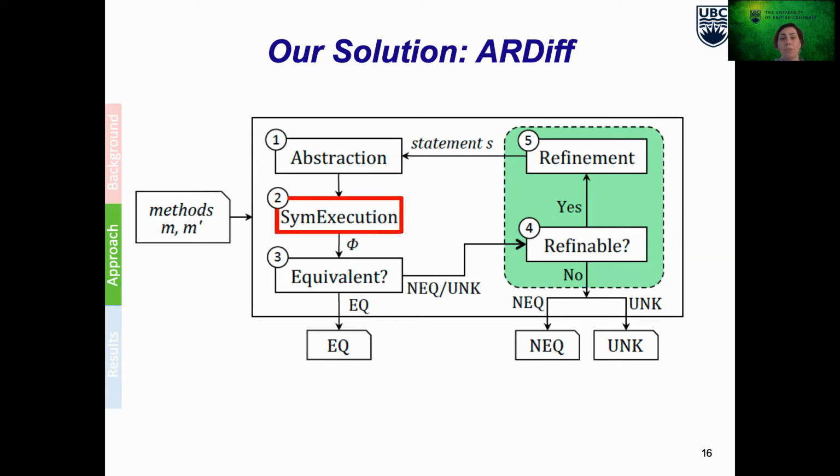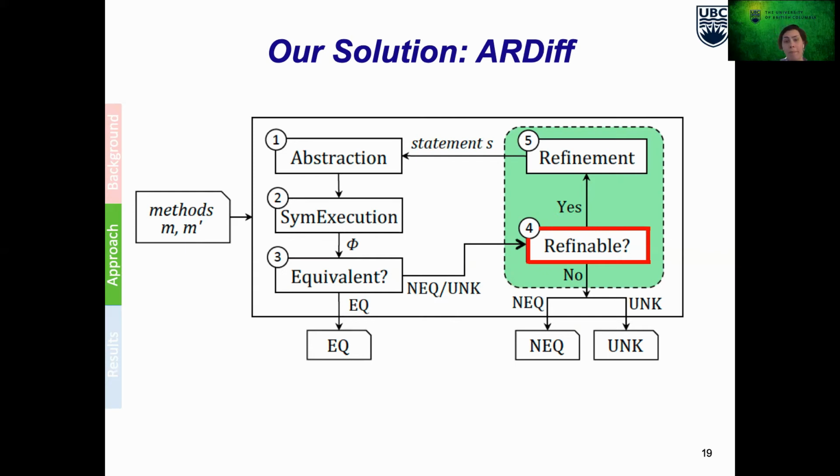Next, it produces symbolic summaries for the abstracted methods, and then asks the SMT solver to prove equivalence of the two generated summaries. If the solver can prove equivalence for the abstracted code, the soundness of the abstraction guarantees that the concrete versions are also equivalent. In this case, ARDiff outputs equivalent and the process terminates. Otherwise, the result is not equivalent or unknown.